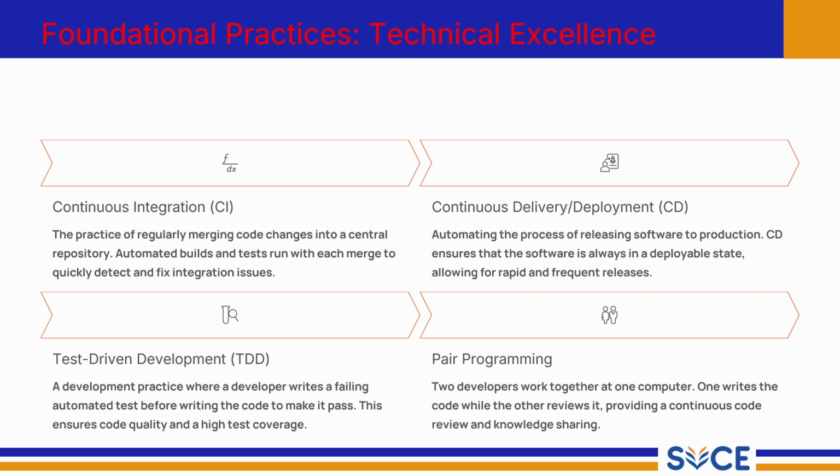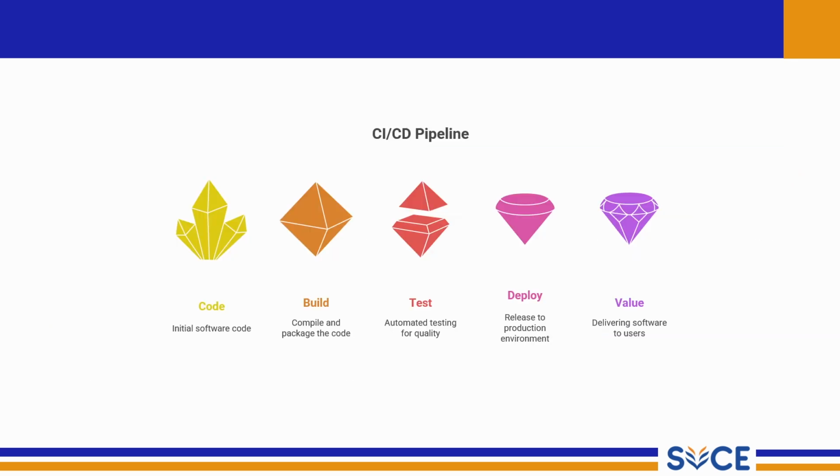And next one is test driven development, writing the test before the code itself to maintain reliability and avoid defects. Fourth one is pair programming, two developers coding together, one types, the other reviews in real time. These practices connect into a seamless flow, the CI CD pipeline.